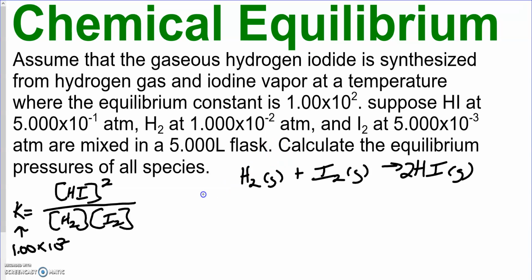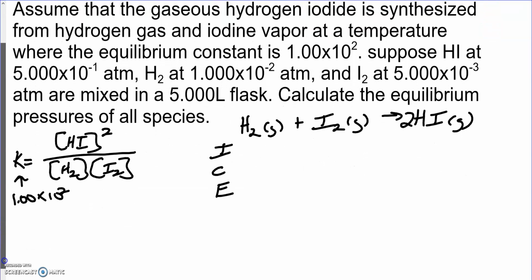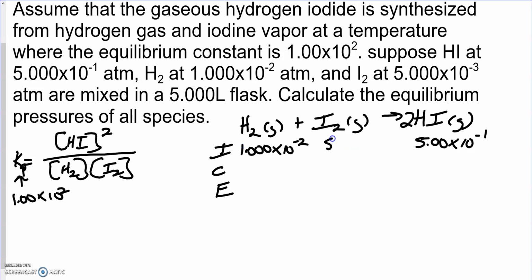Either way works. From there, we're asked to calculate the equilibrium pressures. This is where that ICE table comes in handy, and it helps us organize our thoughts and figure out what we're doing. So let's plug in what we know, and we can leave it in atm because this is actually going to be KP, pressure. We are told we have hydrogen iodide at 5.00 times 10 to the negative 1 atm, hydrogen at 1.00 times 10 to the negative second, and iodine at 5.00 times 10 to the negative third.